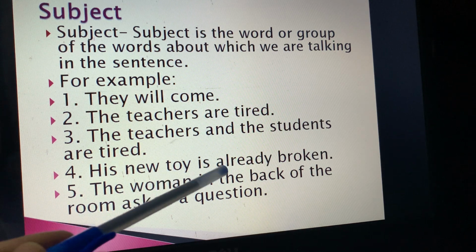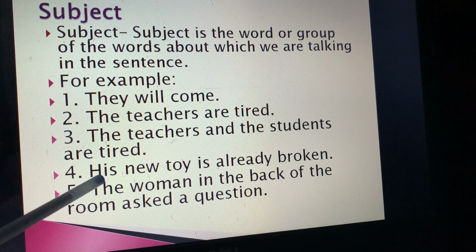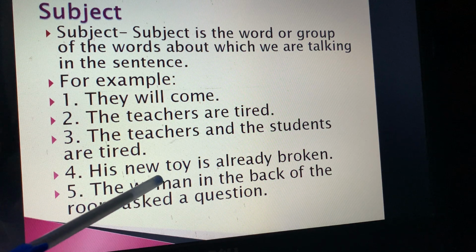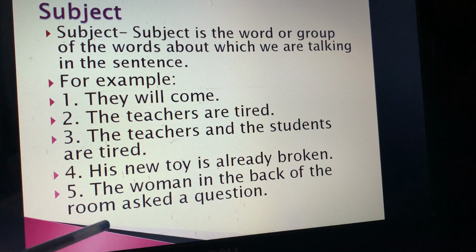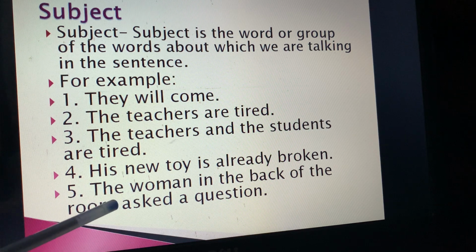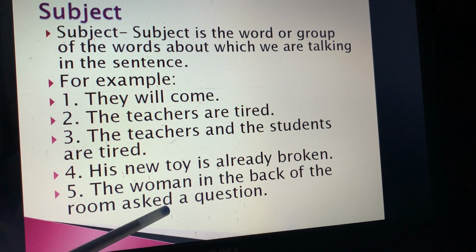His new toy is already broken. Now we are talking about what? We are talking about his new toy which is broken. So over here his new toy is the subject. The woman in the back of the room asked a question. Now who asked a question? The woman. So the woman is the subject over here. I hope you all have understood what is subject. Subject is basically about which we are talking in the sentence. It is the doer in the sentence.